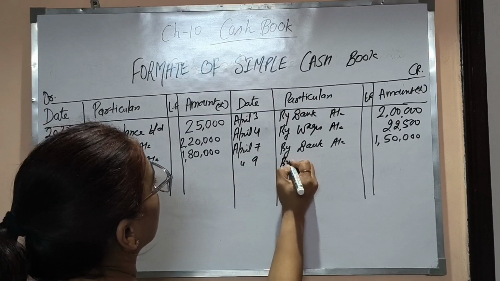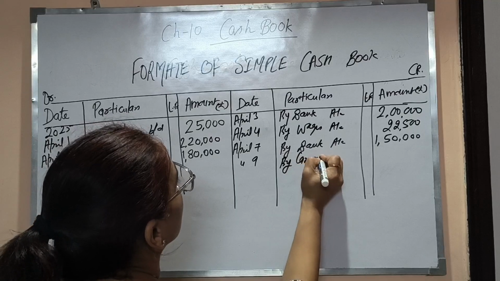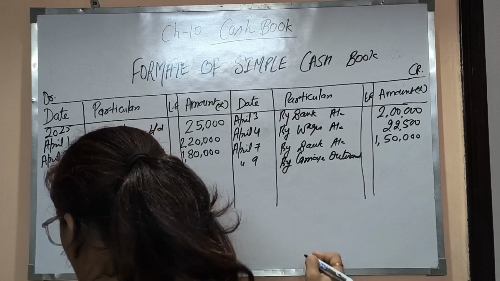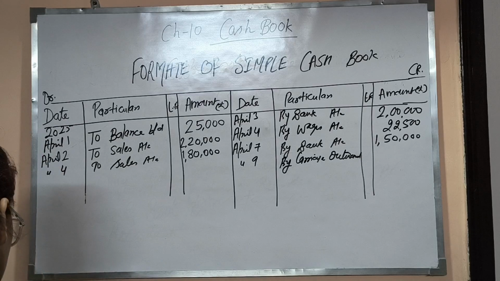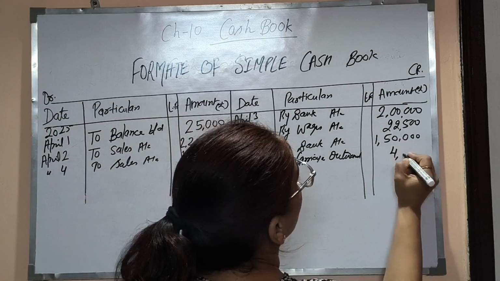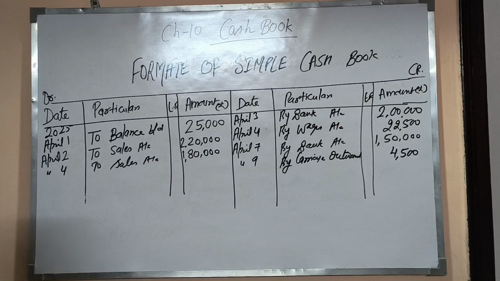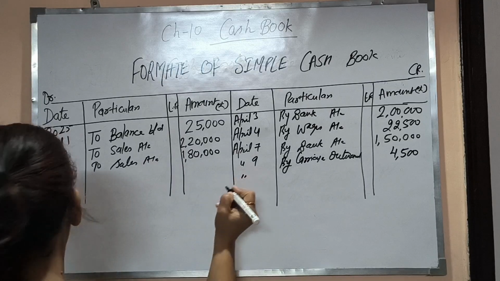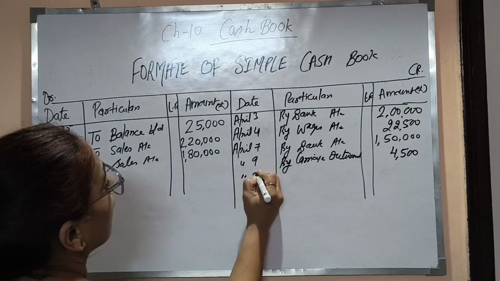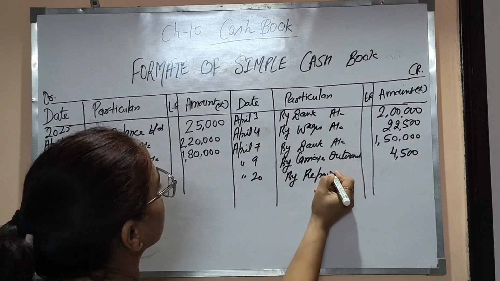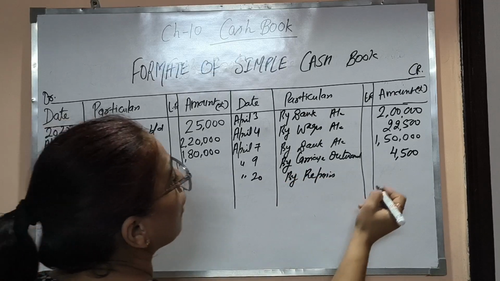April 9, by carriage outward. Carriage inward and outward both are expenses. 4,500. Next is paid cash for repairs. Paid cash for repairs. So by repairs, 2,000.